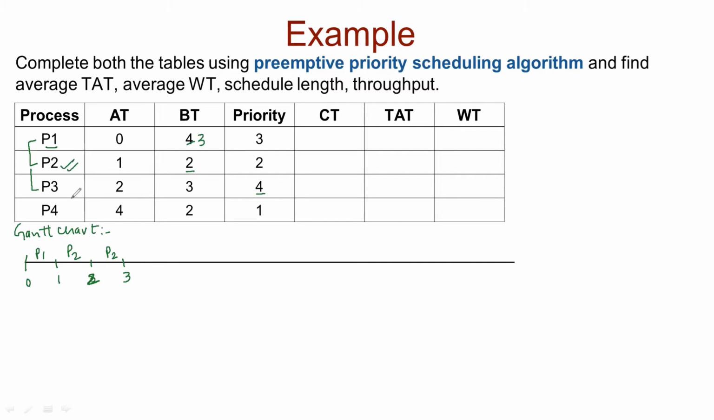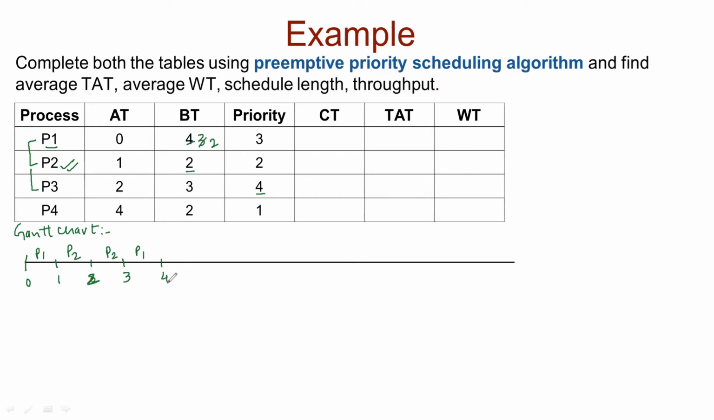P2 is done. At time 3, there are 2 processes in the system, P1 and P3. Among these 2, P1 has higher priority. So CPU scheduler will select P1 and it will continue to execute till time 4. The remaining burst time of P1 at 4 is 2.